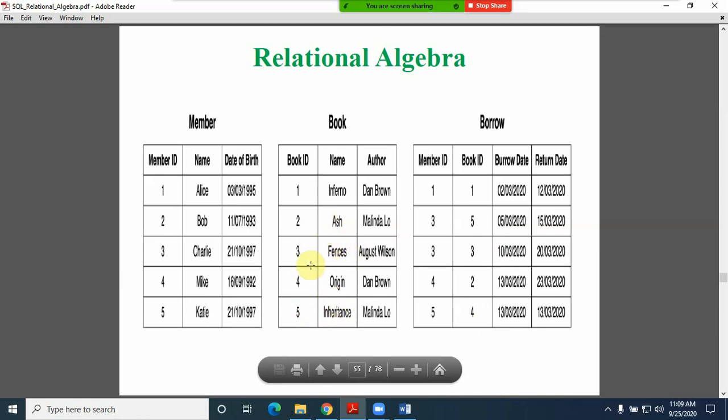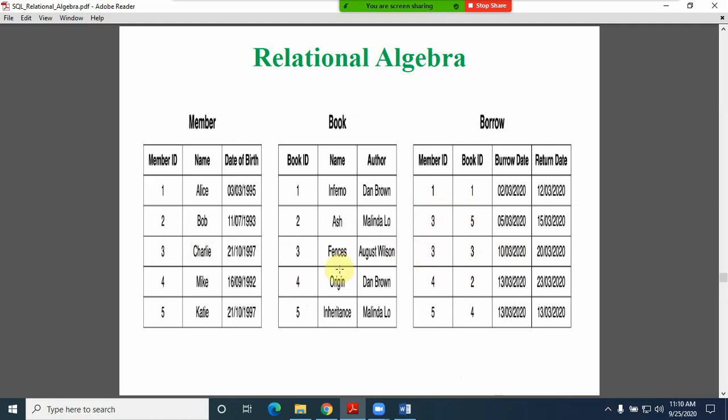These two books, with book IDs 3 and 5, are the ones we need to fetch the information for. Both the third and the fifth book IDs are mapped to member ID 3, which is Charlie. Because he has those particular books, the professor needs to contact Charlie so that he can get the books.